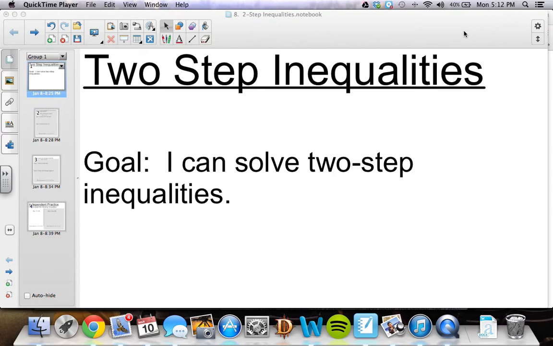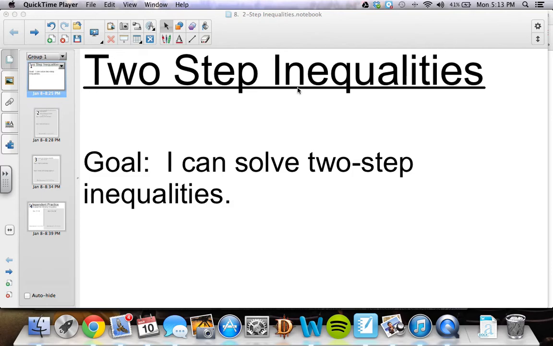The video for tonight is over two-step inequalities. Just so you know, I am recording this on my laptop, so hopefully the audio won't be so scratchy. But the downside is you're going to have to apologize if my handwriting isn't that good. I'm having to write everything with a mouse, so I'll try my best. So hopefully it won't be too bad.